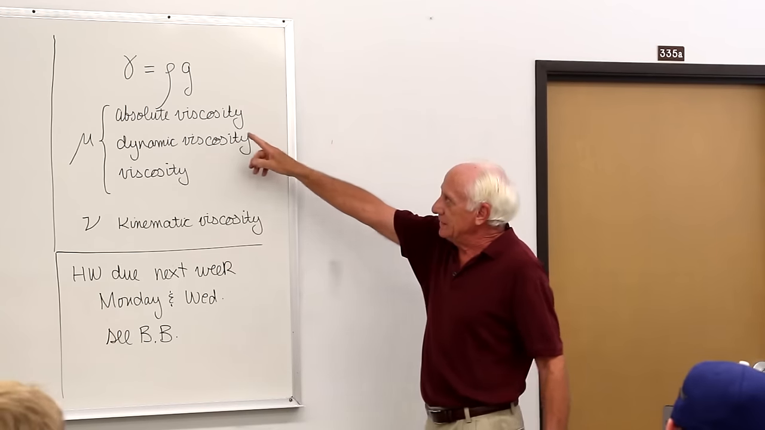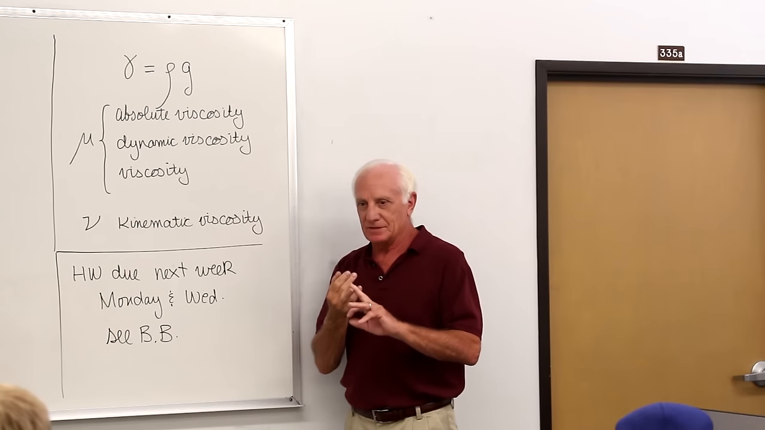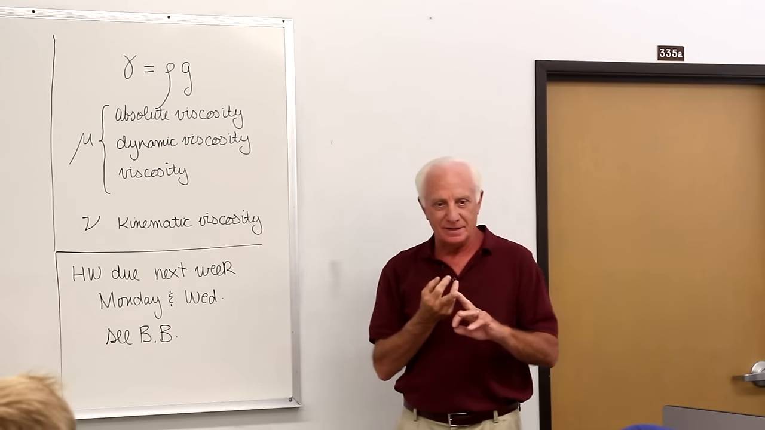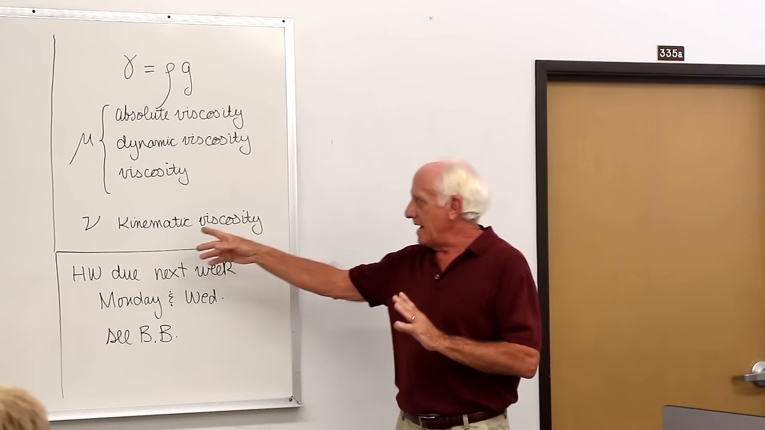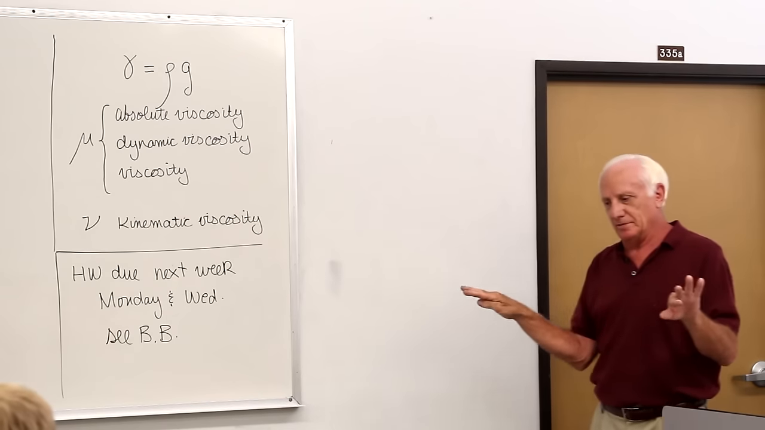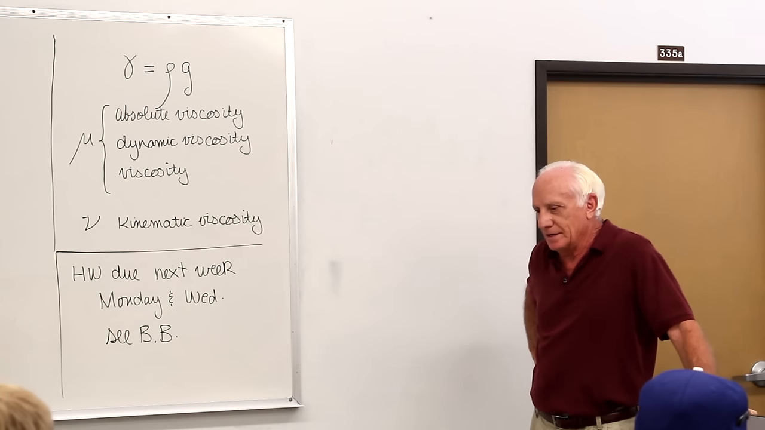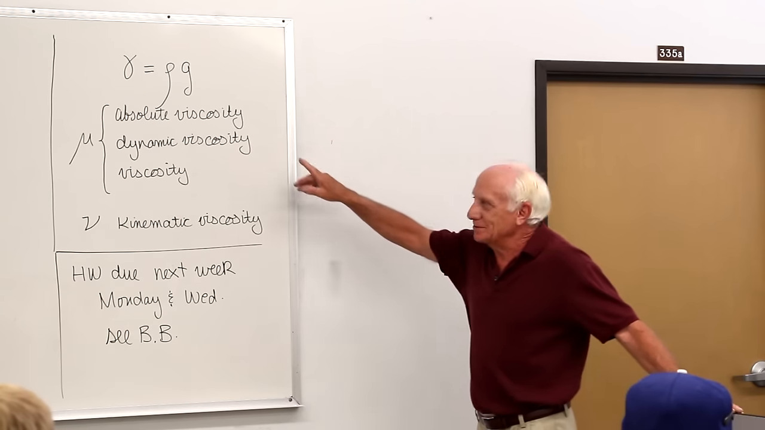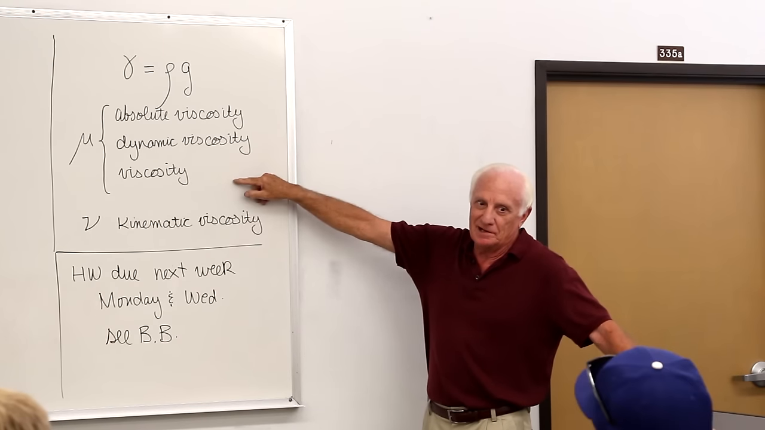And in case you see these terms, if you see the words absolute viscosity, dynamic viscosity, or just plain old viscosity, it means the same thing. But if you see kinematic viscosity, that's new. Those two are different, and the equations are in your notes from last time. But just nomenclature-wise, some books use absolute viscosity, some books use dynamic, and other ones just say viscosity. Viscosity is viscosity.